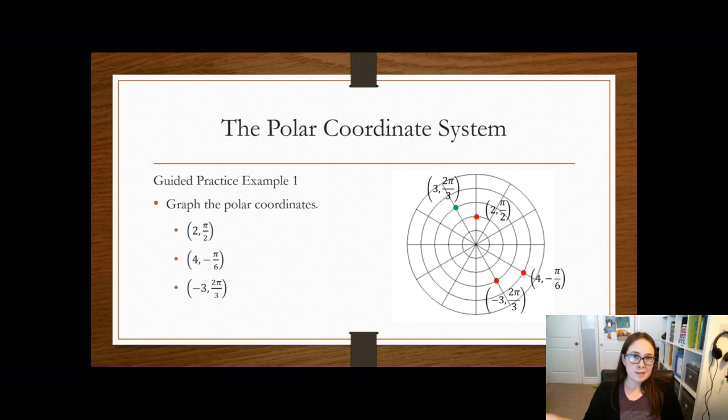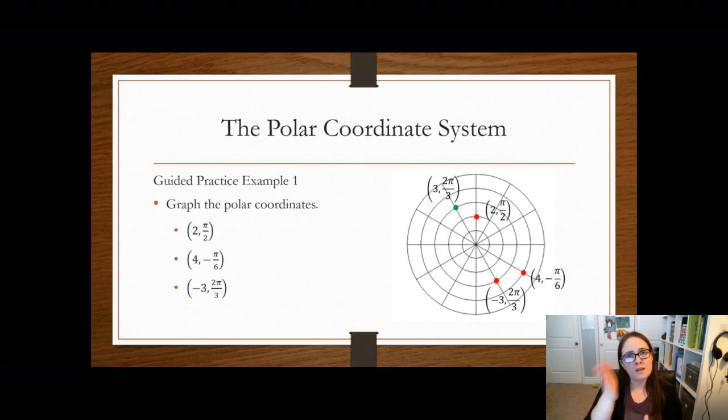So not the easiest way to get to that point, which brings me to the point to note that these are not unique. With the rectangular coordinate system, if I give you an x and y coordinate, there's only one way to get to that point. There's only one x and y coordinate to describe that location.